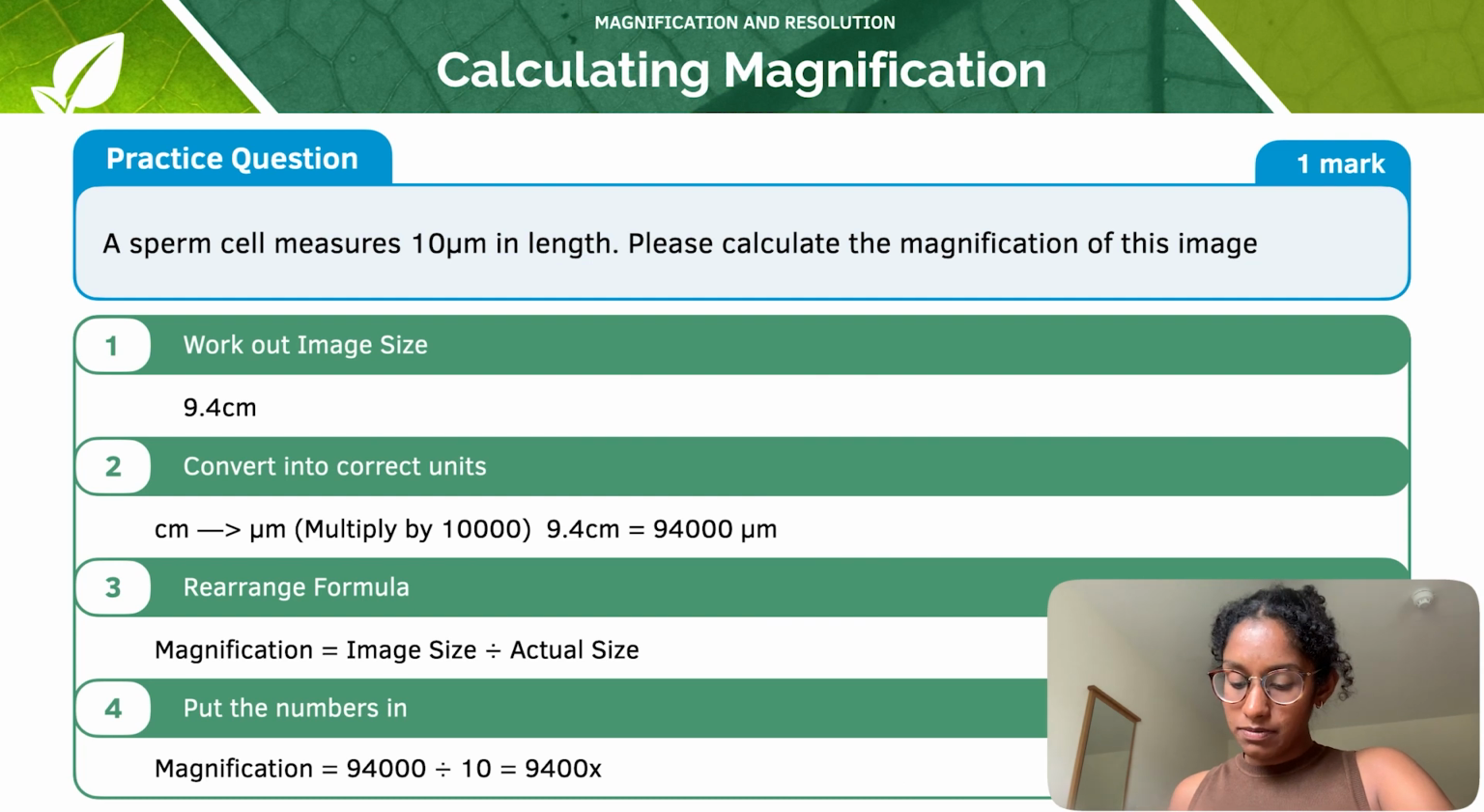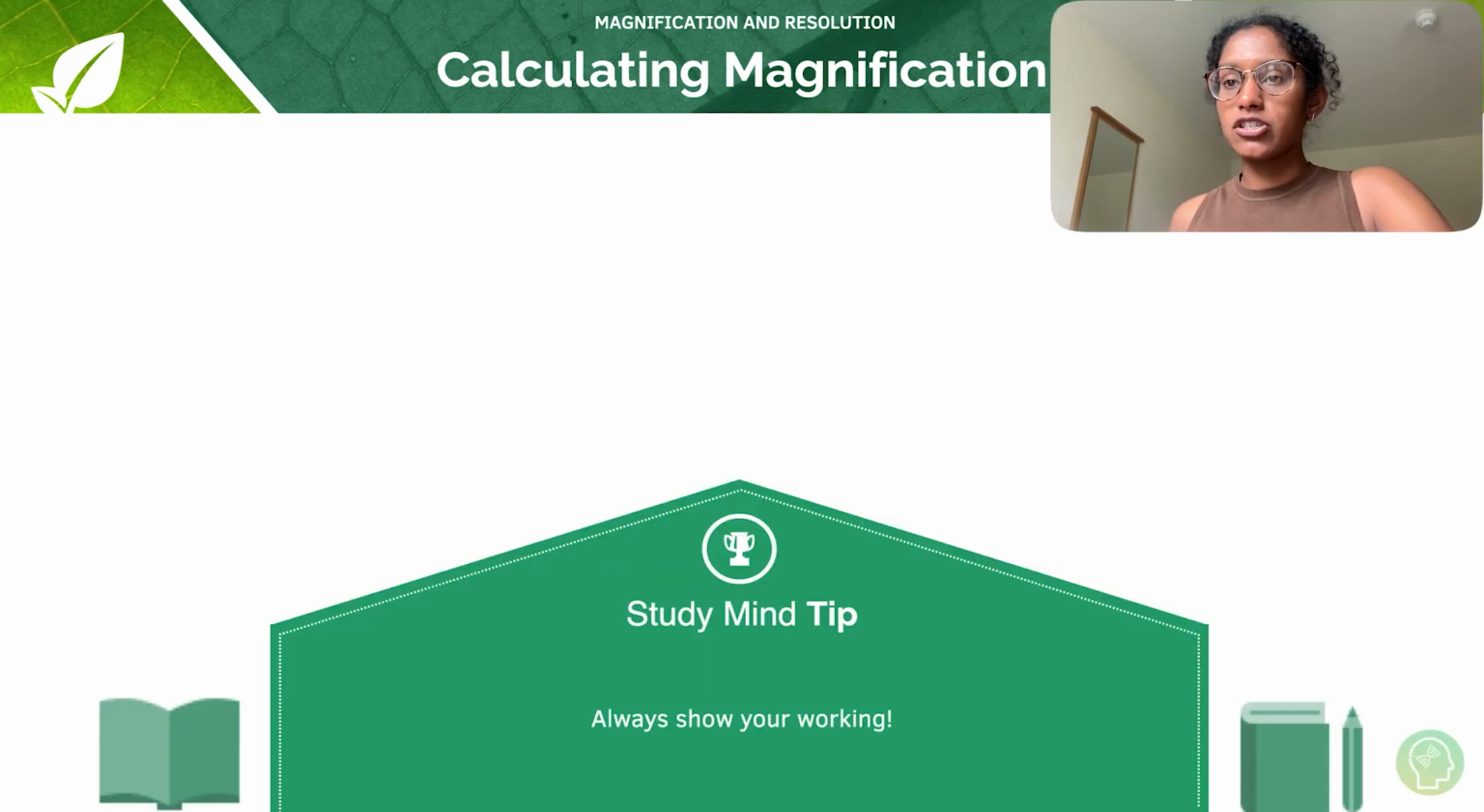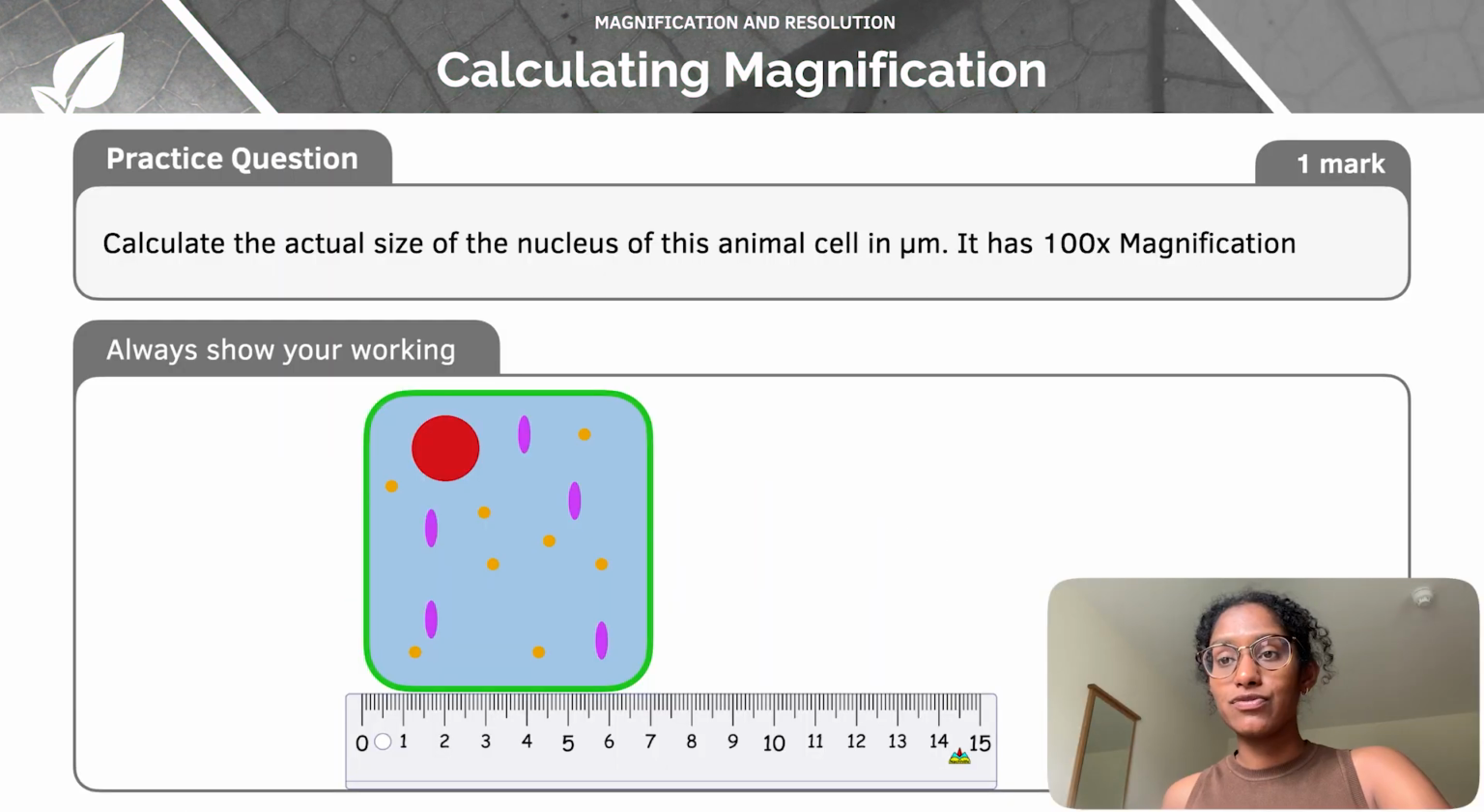So that's the first one done. So that is our magnification, 9,400. Always show your working, because even if you do it wrong, you'll get marks for the process.